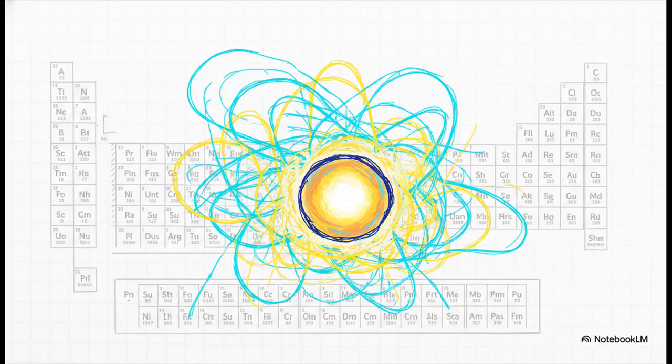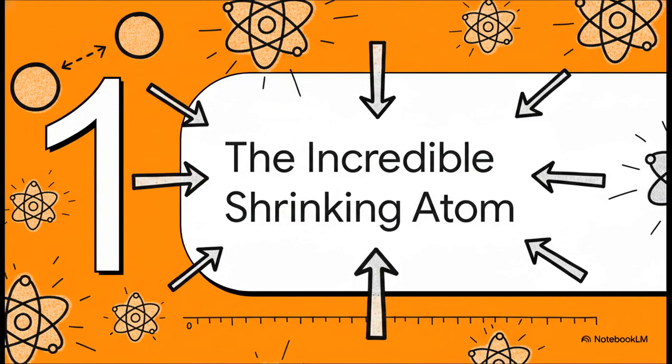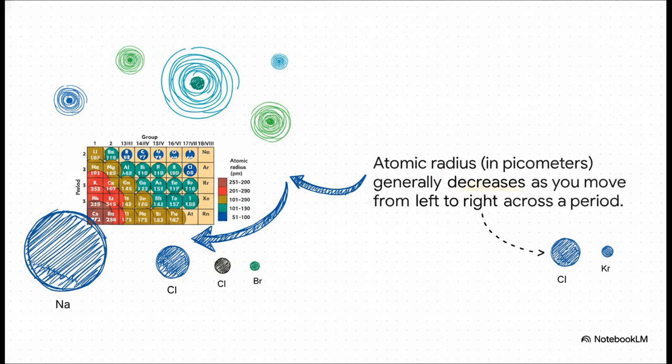Okay, so our first big clue in solving this mystery is a trend that honestly seems to make absolutely no sense at all. It's all about size. Take a look at this. As we move from left to right across a period, like going from sodium over to chlorine, the atoms actually get smaller. You can see sodium here clocking in at 191 picometers. That's a trillionth of a meter, while chlorine is almost half that size, at just 99.